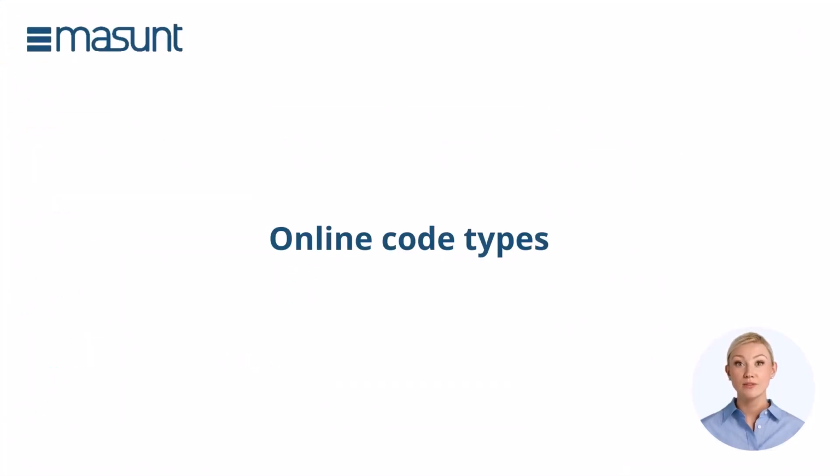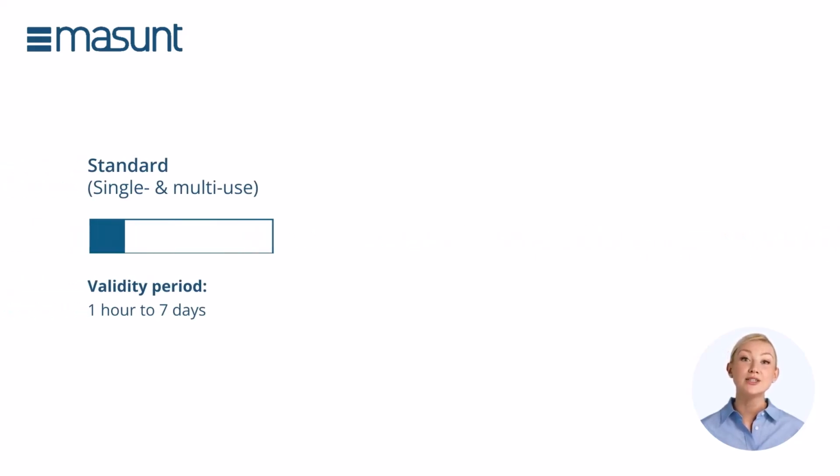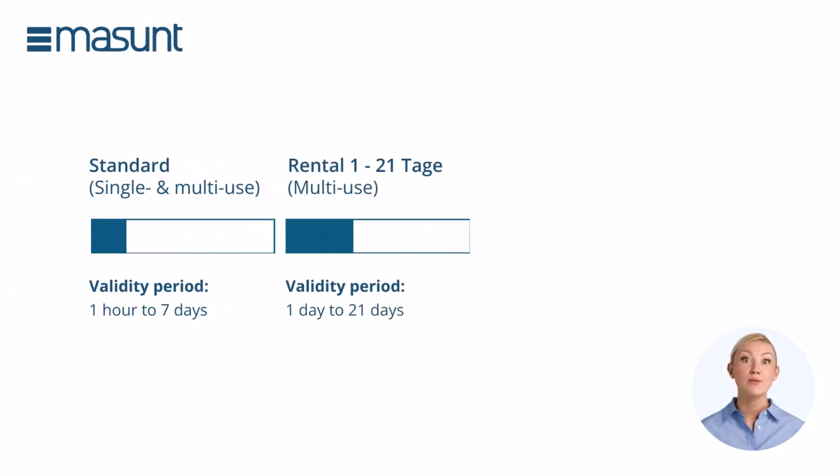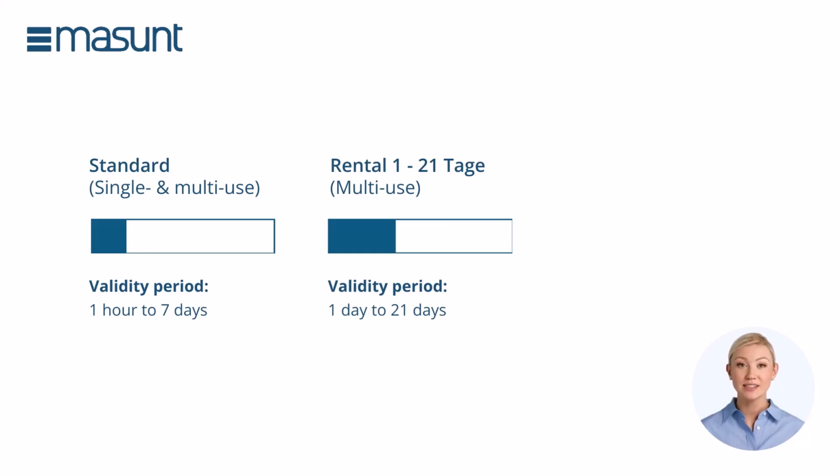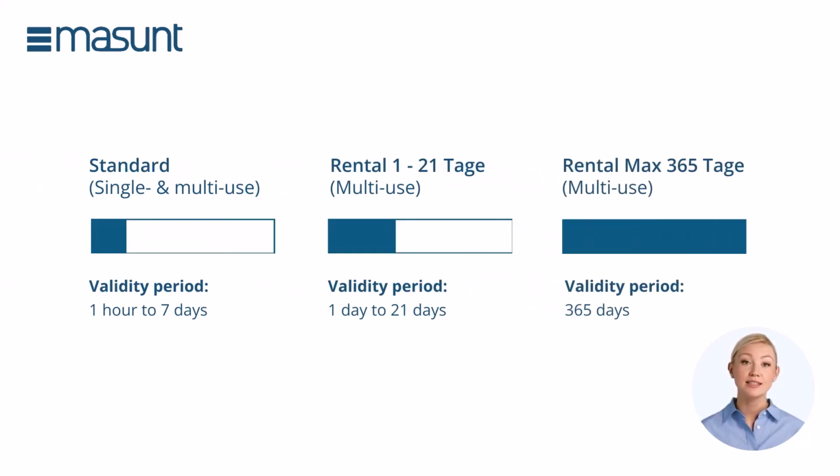3 modes are available for creating online codes. Standard in the single-use and multi-use variants with a validity period of 1 hour to 7 days. Rental from 1 to 21 days for multi-use. And rental max for 365 days and multi-use. Each mode is suitable for different use cases.